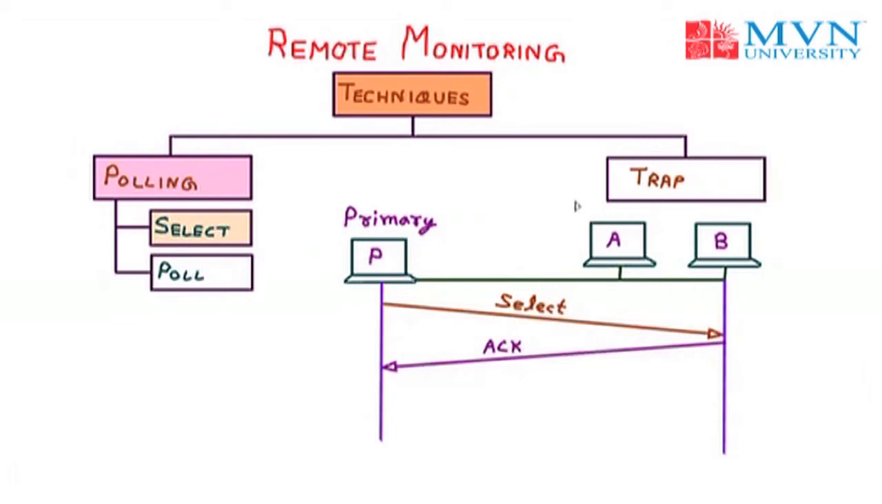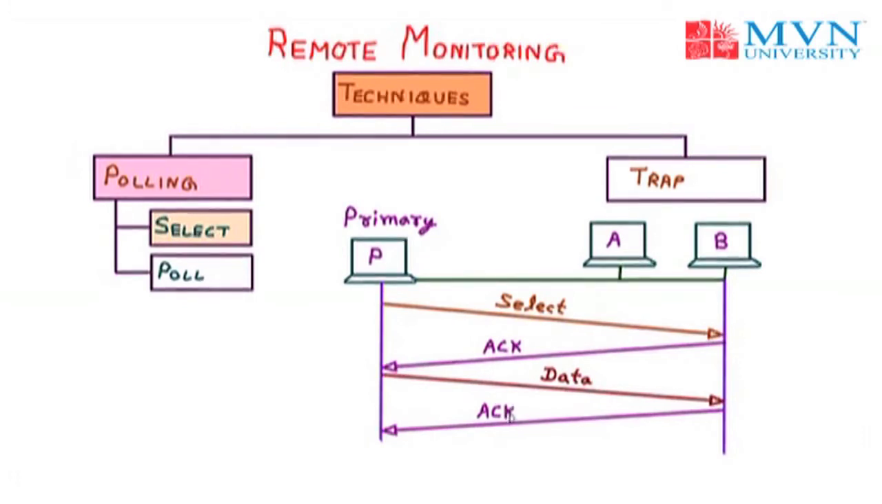Now the primary system receives the acknowledgement, and it will send the data to the secondary system. When the data is received by the secondary system, or system B, it will again send an acknowledgement signal to the primary system that I have received the data. Now the acknowledgement is received by the primary system, which means there is surety that the data is delivered. So that is all about the select function. The complete sending of data is called the select function.